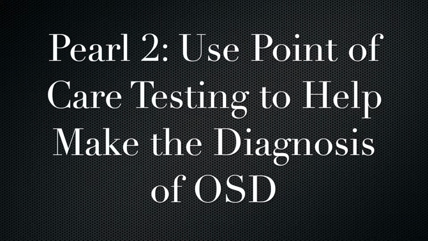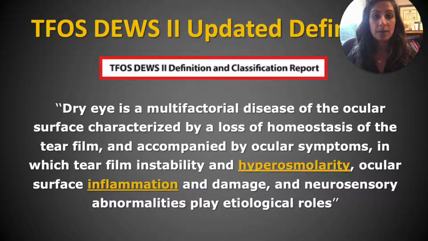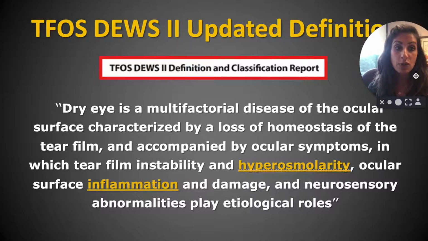Pearl number 2. Use point of care testing to help make the diagnosis of ocular surface disease. We know from the TFOS DEWS II definition of dry eye disease that indeed a lot of dry eye is centered around hyperosmolarity and inflammation. As such, I think it's important that when we look at diagnostic tests, we want to find tests that actually address or identify hyperosmolarity and inflammation.